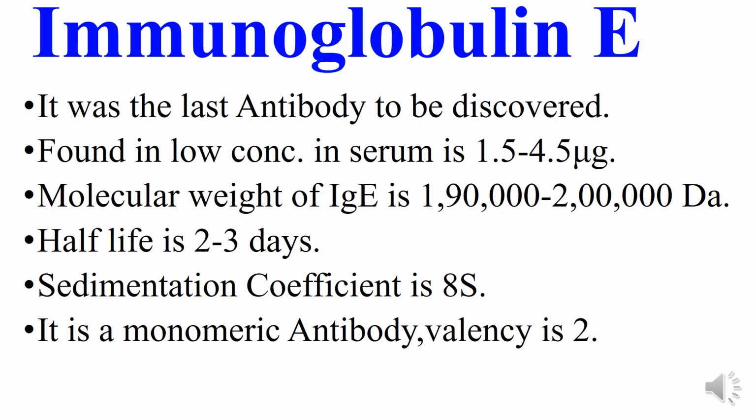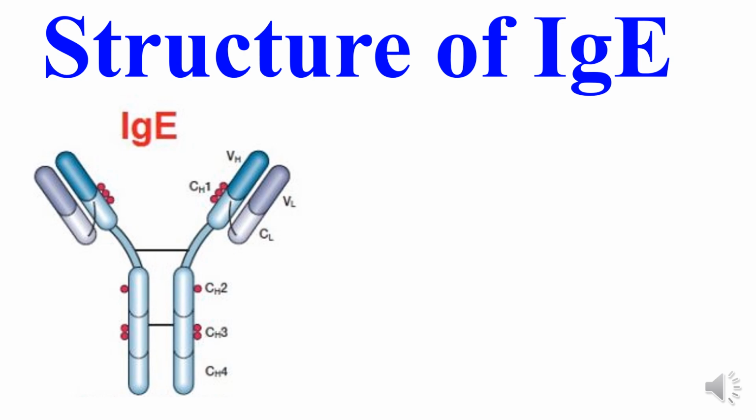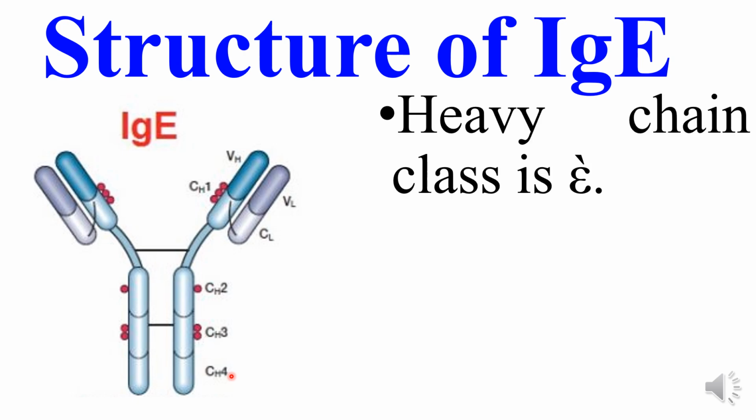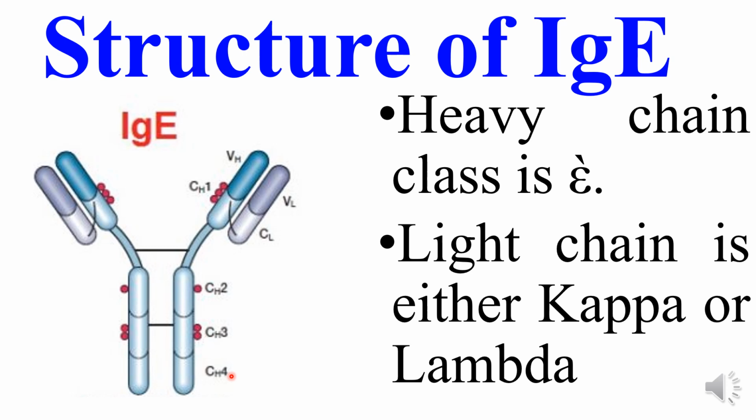Now we will see the structure of immunoglobulin E. Let's take a look at it. So this is an immunoglobulin E molecule. Like all other antibodies, it is a Y-shaped molecule. It has 2 light chains and 2 heavy chains. In the constant region, it has CH2, CH3 and CH4. The heavy chain class is epsilon, whereas the light chain is either kappa or lambda.